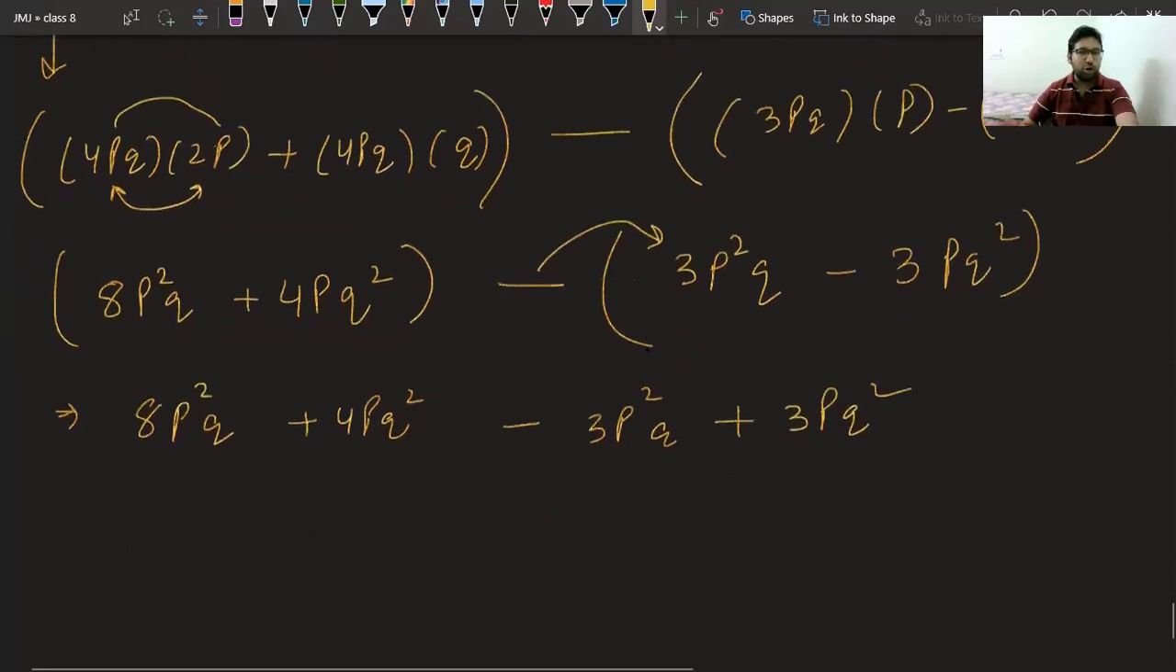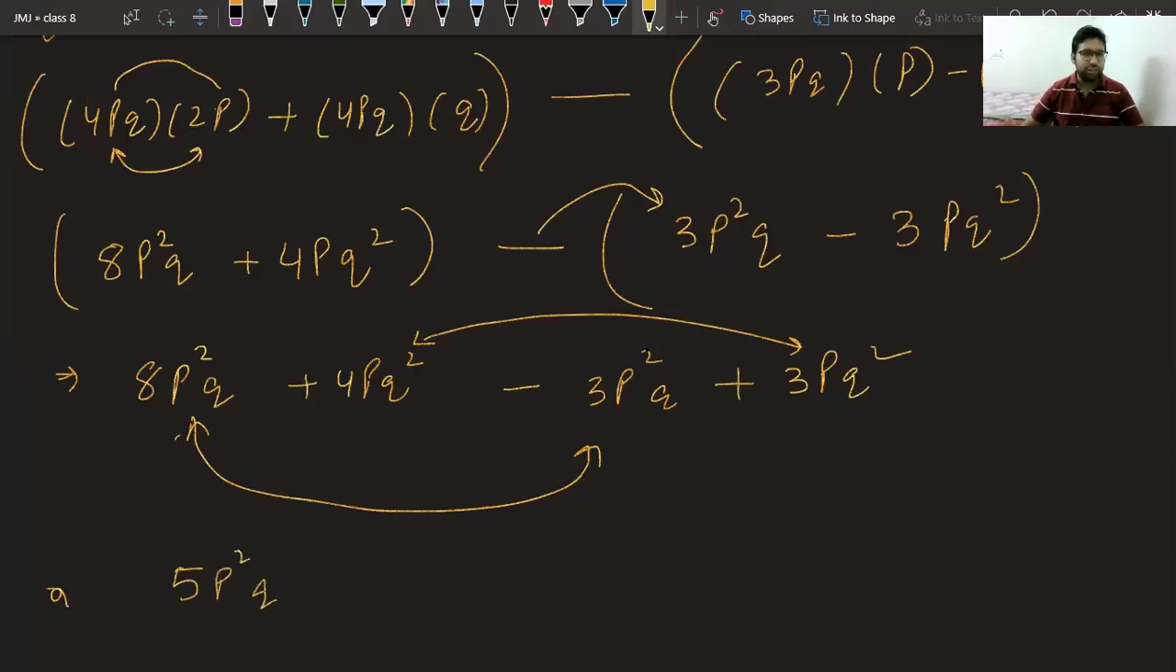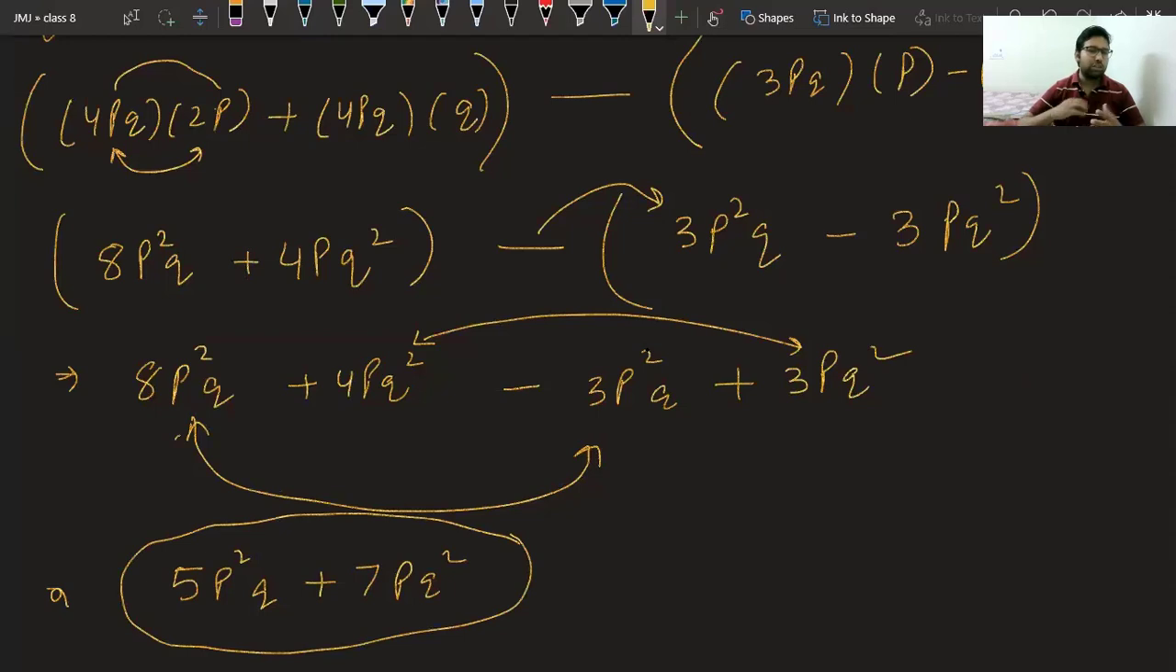Yes. So now we have to see which are elephants, which are horses. So these are the elephants, these are the horses. Let them simplify each other. We will get 8 minus 3, 5p square q, and we will get plus 7pq square. After all this conflict, we have got the solution, and this is the answer. So class, with this, I am finishing the class.